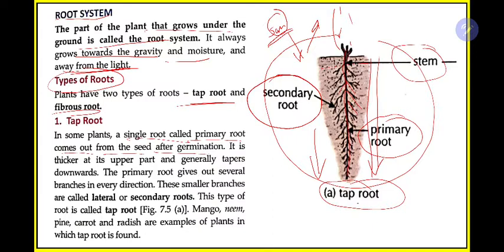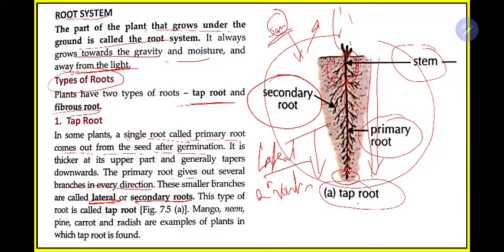That means only one root will come out after the germination. So obviously the root will be thicker in the upper position, and as you come downwards, the end will be thin, right? The primary root gives out several branches in every direction, so it is giving several sub branches in every direction. These branches are known as lateral or secondary roots.